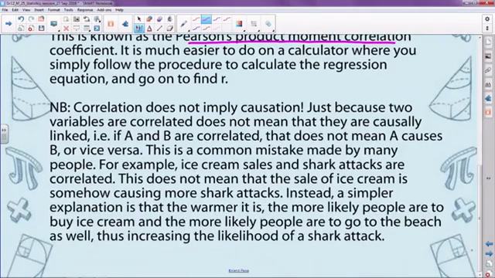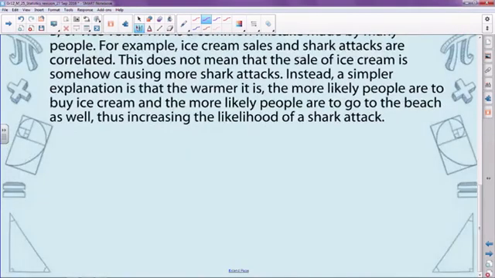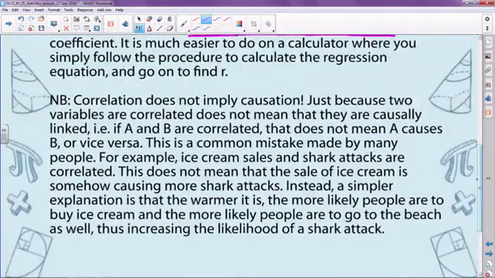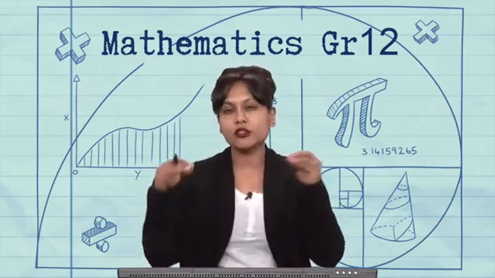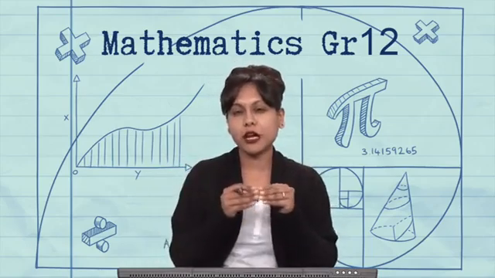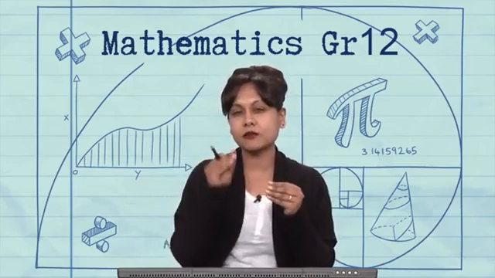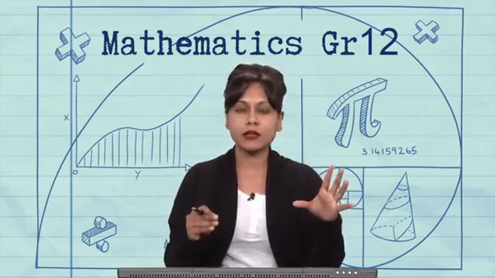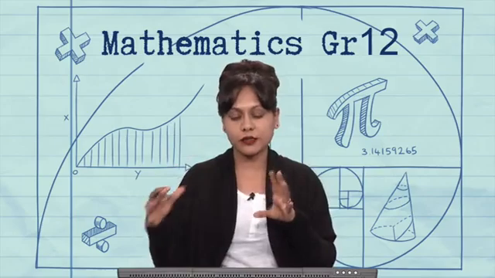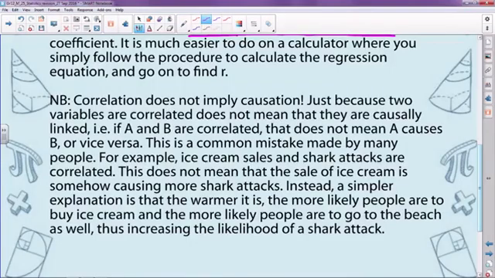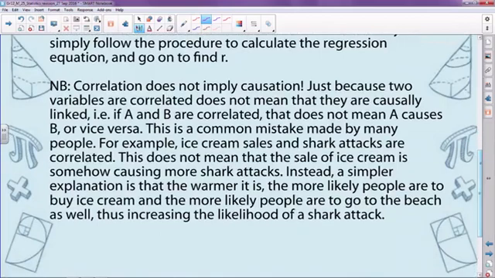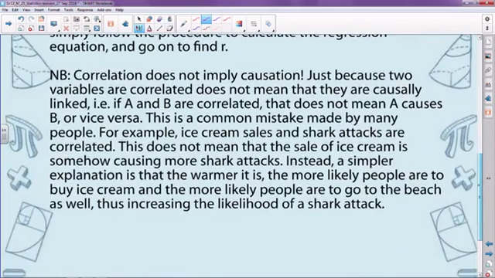Now, an important thing, and I've used this example before because I think it just brings home the point: correlation does not imply causation. Just because two variables are correlated, it doesn't mean that the one causes the other. It's a common mistake really that's made, that correlation implies causation, which it doesn't.